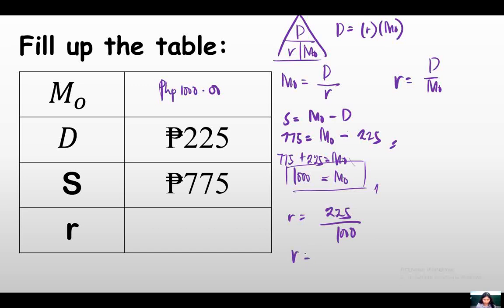So the quotient is 0.225. We have to multiply this by 100 to convert it into a rate. So it is 22.5%. Okay, any question? If you have any question, you can comment, class, or you can message me. Okay, next.